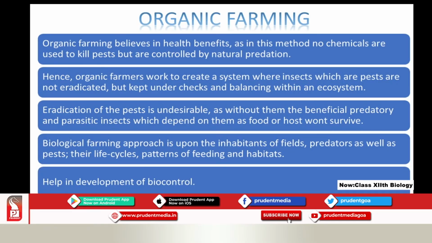Eradication of the pest is undesirable, as without them the beneficial predators or parasitic insects which depend on them will not survive. This I have already told you. Now, the biological farming approach depends upon the inhabitants of fields, predators as well as pests. This is very important. Biological farming depends upon the inhabitants present in the field or area which you want to utilize for organic farming.